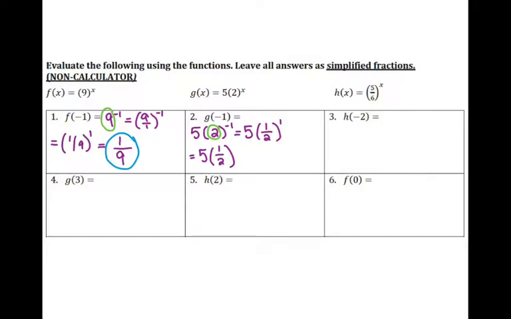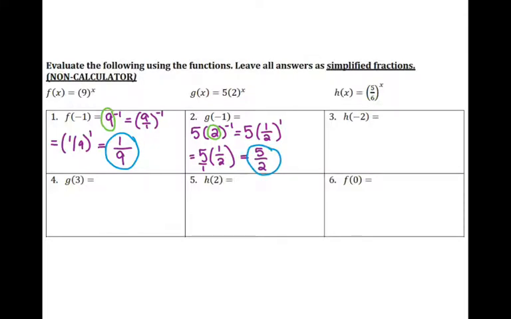Well, 5 is the same thing as 5 over 1. And when I'm multiplying fractions, I can multiply straight across. So 5 times 1 is 5, and 1 times 2 is 2. So my answer for number 2 is 5 over 2.